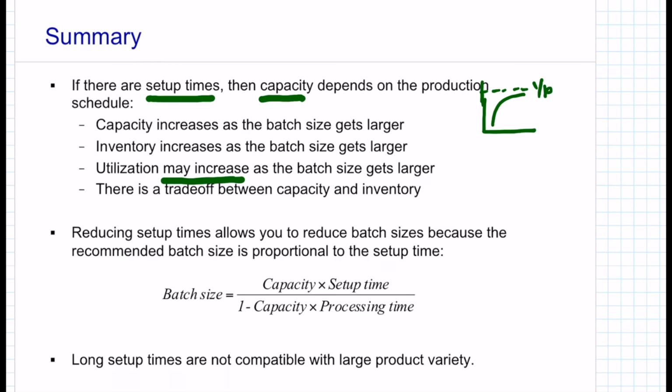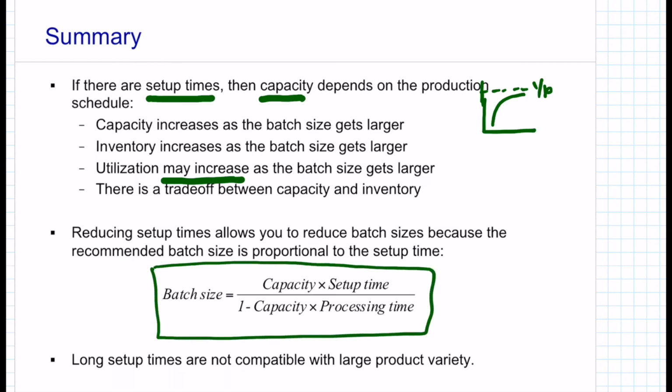This formula for batch size also points out that batch size is proportional to setup time. So if we can reduce setup time, we can also reduce batch size. The last point indicates that long setup times are not compatible with large product variety. So we need smaller setup times to be more flexible with the production.